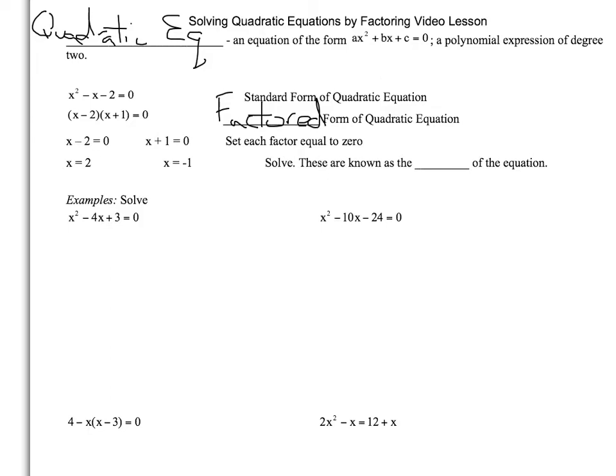Once you factor it, you set both factors equal to 0, and then you solve for x. What you get are x equals 2 and x equals negative 1. These are known as the roots of the equation. And this is what we will be doing today during the video lesson. Let's look at our first example.